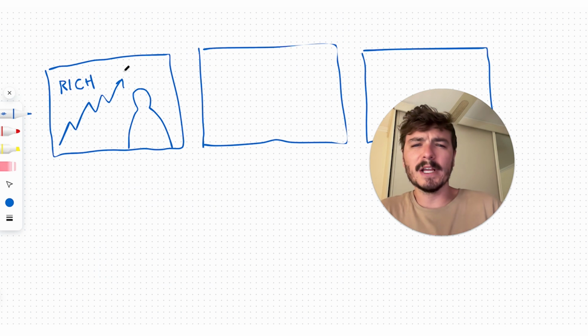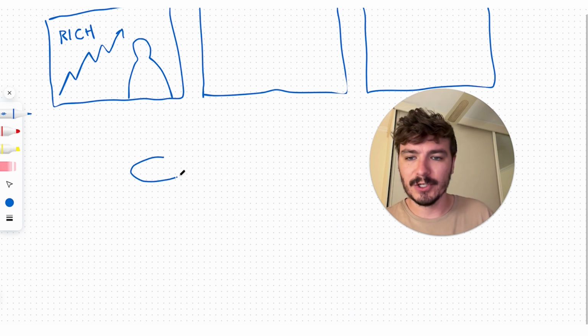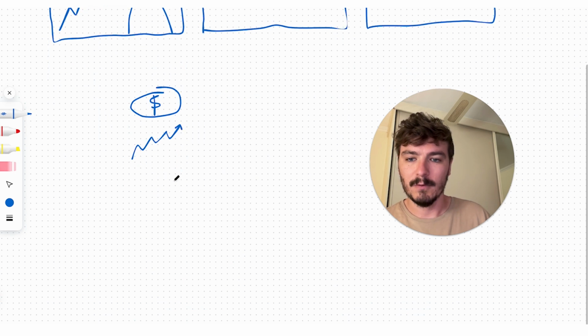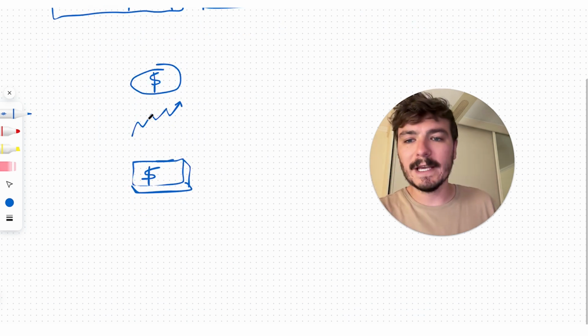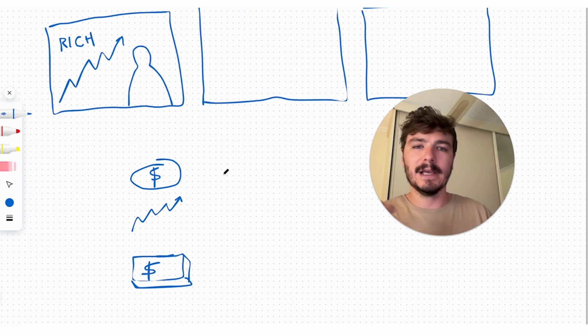So what you'll do is brainstorm a few different icons or elements that could represent whatever you're talking about. So if we just say rich again, we could do money. We could do a graph like this. We could do a stack of cash like that. There's a bunch of different ways that we could visually show that. And what you're going to do is just draw out these icons like you're playing a game of Pictionary.